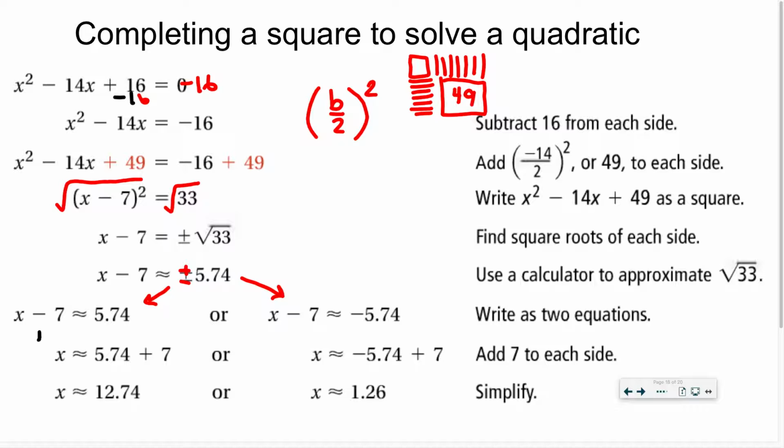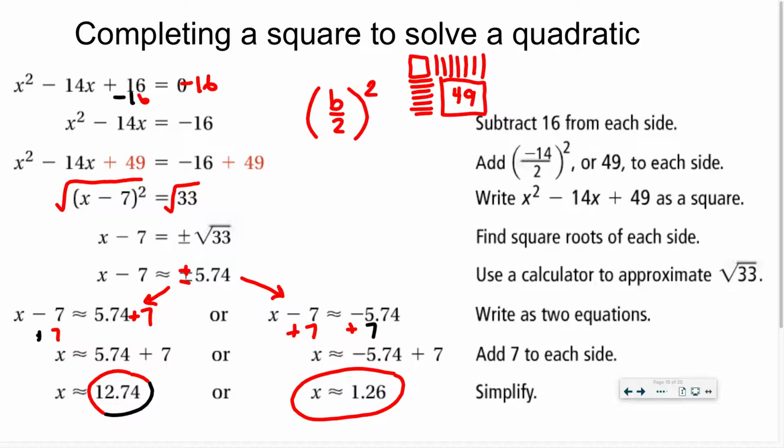If I add 7 here, this would make 12.74, and x would be by itself. Here, if I add 7, it would make 1.26. I know the decimals seem very crazy right now. When you do this, if you're going to have irrational numbers like that, especially on the exam, you'd have a calculator, most likely. So just to recap where we started and how we got there.